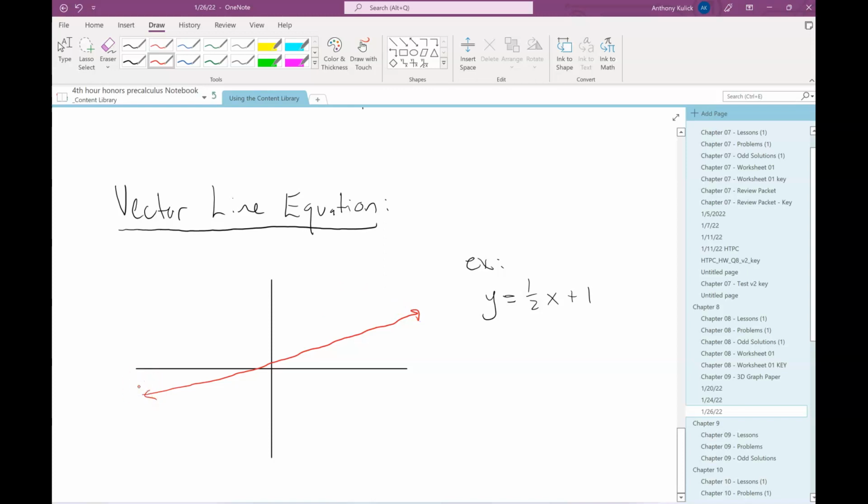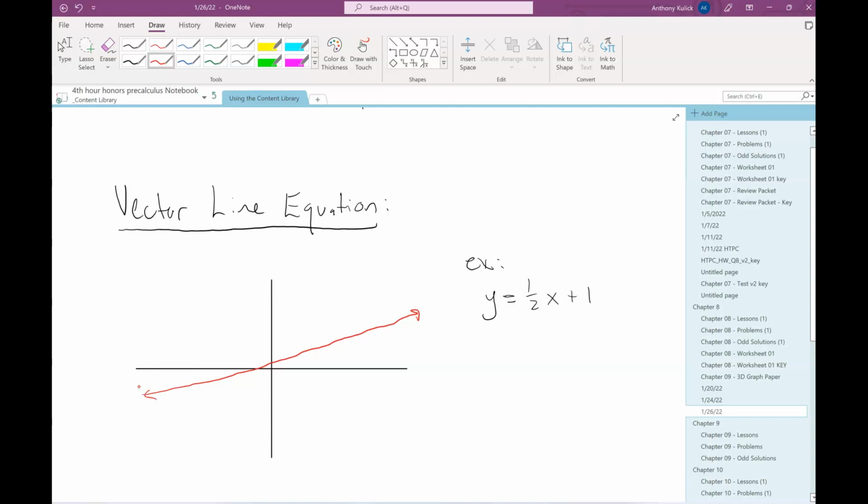Pretty straightforward. You'd have a line that looks like this. Slope's positive, so the line's going up. The slope's only 1/2, so it's not going up very steep. And the y-intercept is there at about 0, 1. Everybody cool with that? Seem reasonable to you guys? Okay.